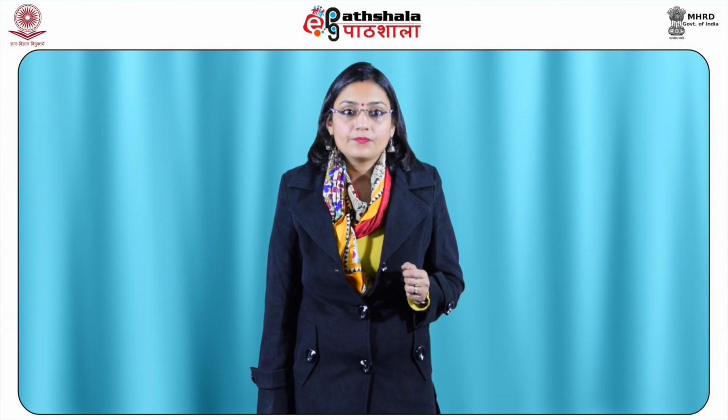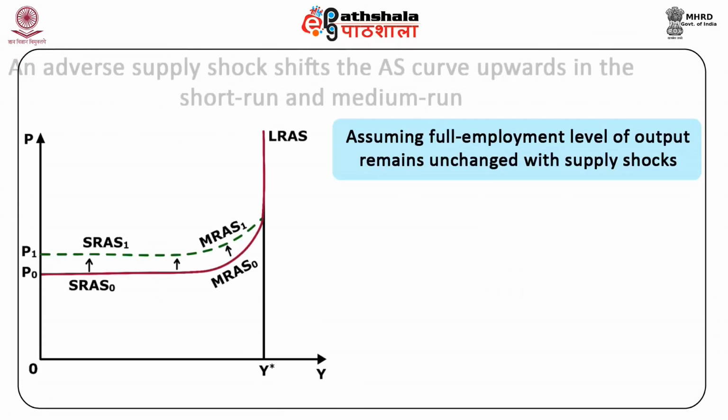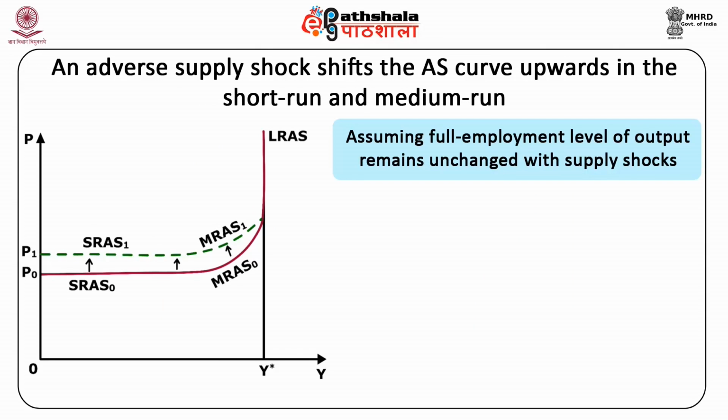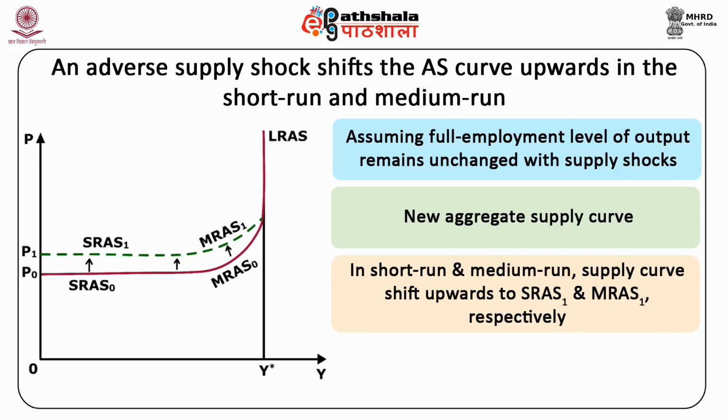Such supply shocks reduce the supply of goods and services in the economy, shifting the aggregate supply curve upward. Assuming that the full employment level of output remains unchanged with these supply shocks, the new aggregate supply curve will look like the one shown in the figure. In the short run and in the medium run, the supply curve will shift upward to SRAS1 and MRAS1 respectively, while the long run AS curve remains unchanged.